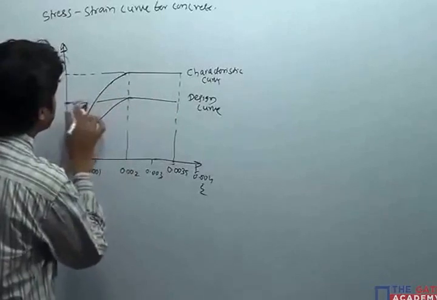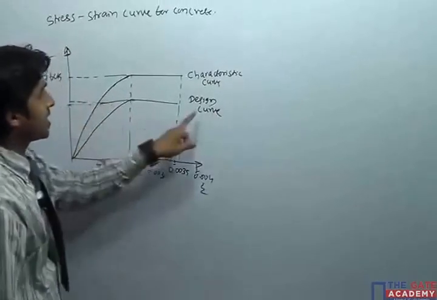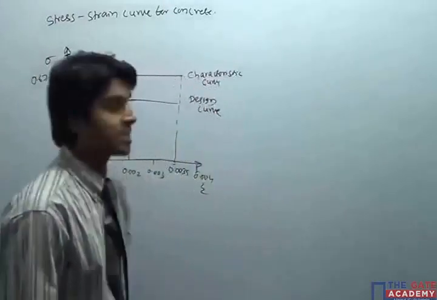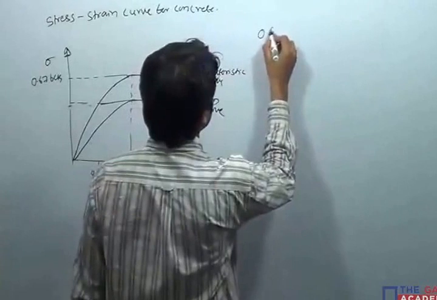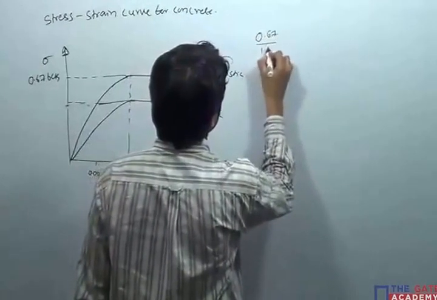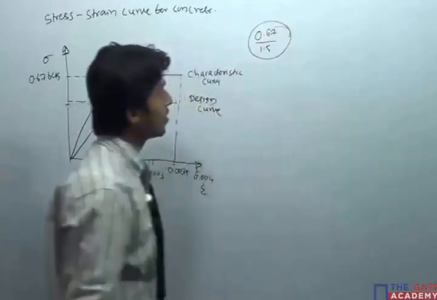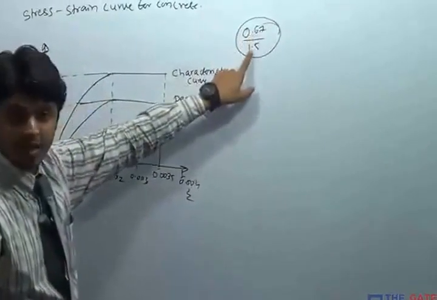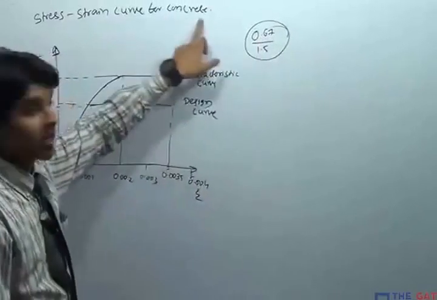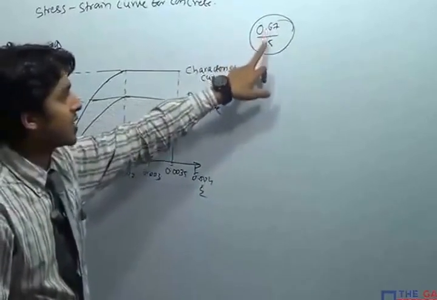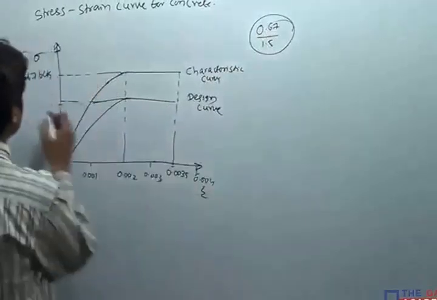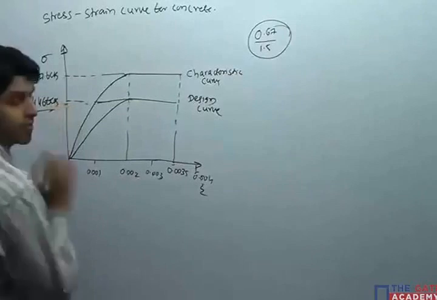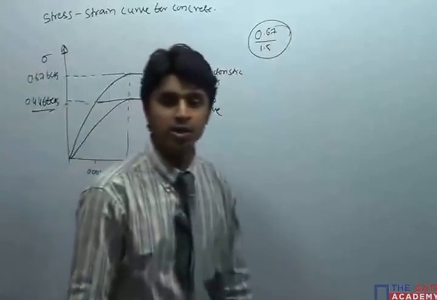Yesterday I gave one relation between the design strength and characteristic strength. What will be the relation between design strength and characteristic strength? Design strength is equal to characteristic strength divided by the partial safety factor for concrete. So it will be 0.67 divided by 1.5, which will be 0.446 fck.